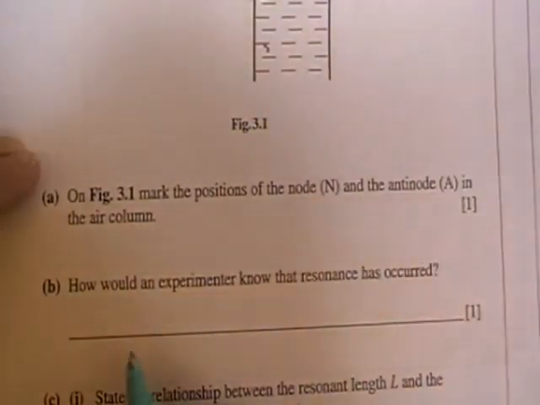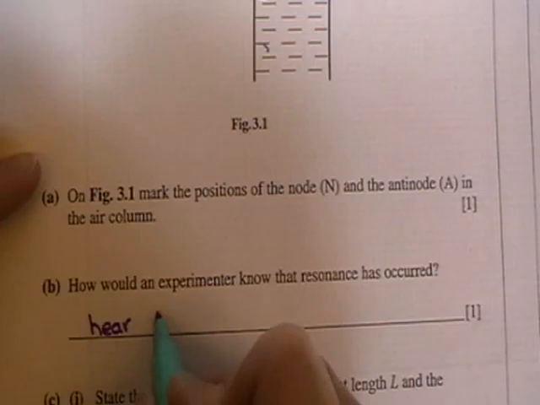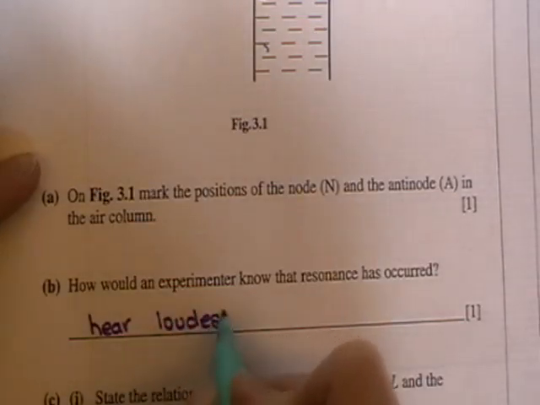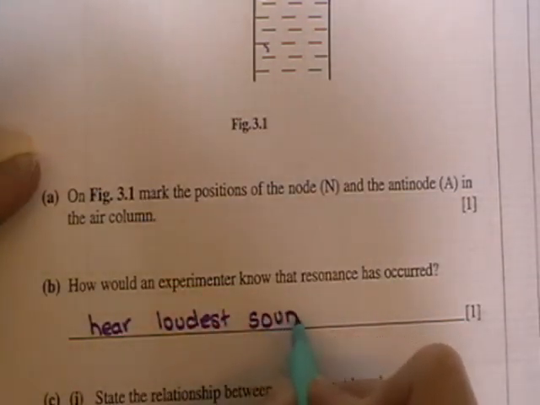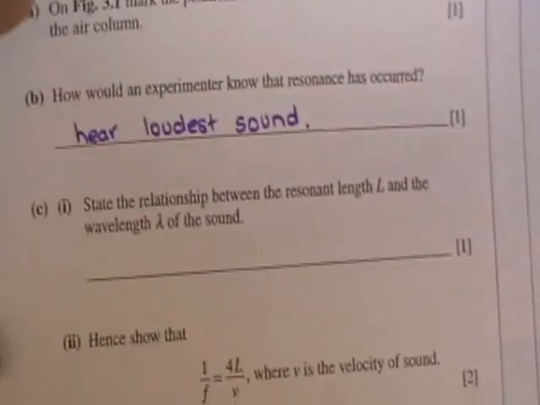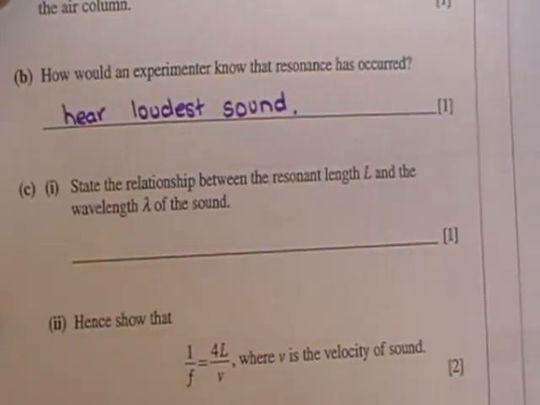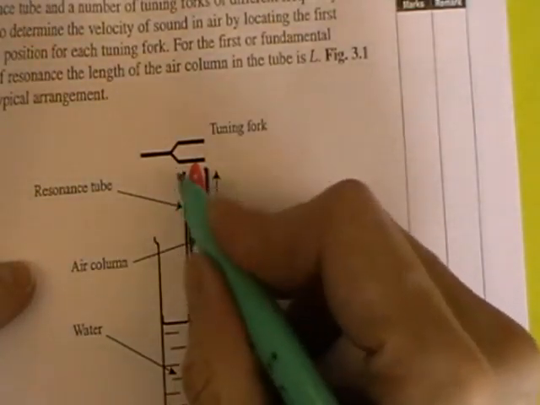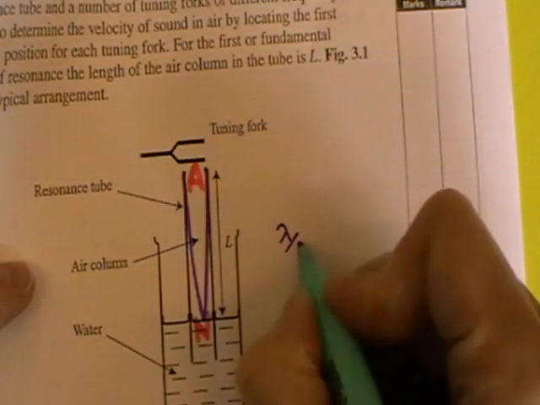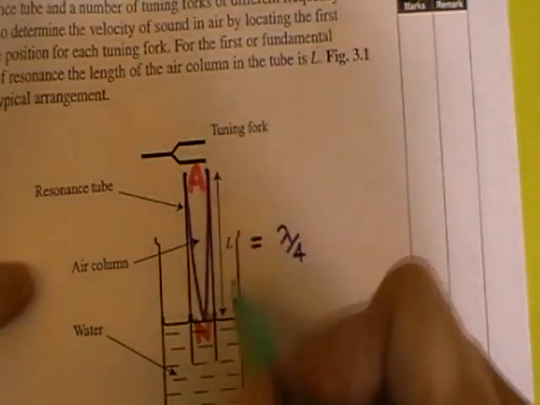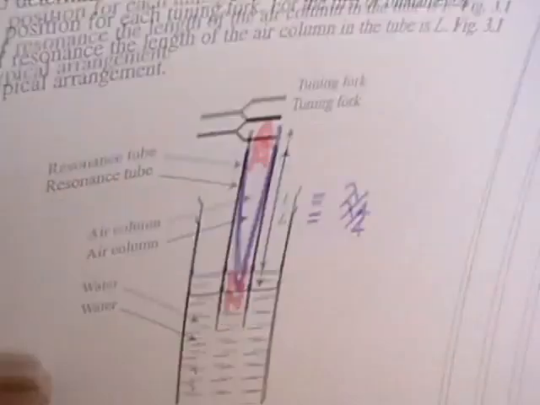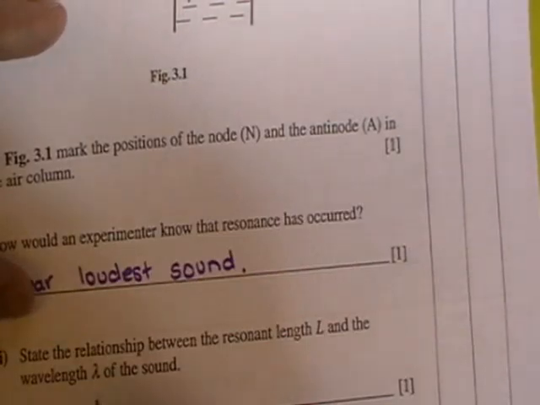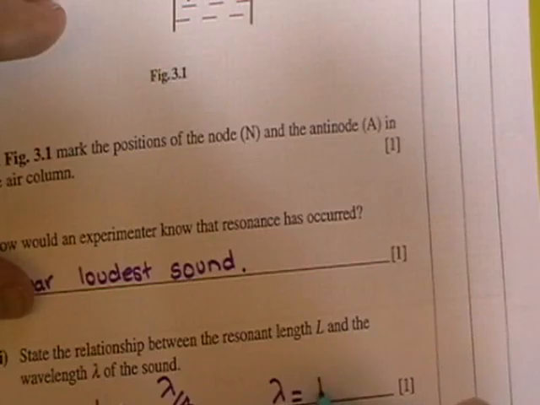How would the experimenter know that resonance has occurred? Well, they would know because they could hear the loudest sound, and that's how they would know. State the relationship between the resonant length and the wavelength of the sound. So if we look at this diagram and what I've drawn, here we have a quarter wavelength, and so the L that you measure is equal to a quarter of a wavelength. So L is equal to lambda over 4, or you could rearrange that to say lambda is equal to 4L.